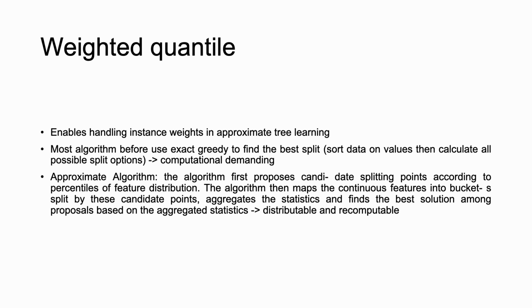The algorithm first proposes candidate split points according to percentiles of the feature distribution. The algorithm then maps the continuous features into buckets split by these candidate points, evaluates the statistics, and finds the best solution among proposals based on the aggregated statistics, and it will make the algorithm distributable and recomputable.